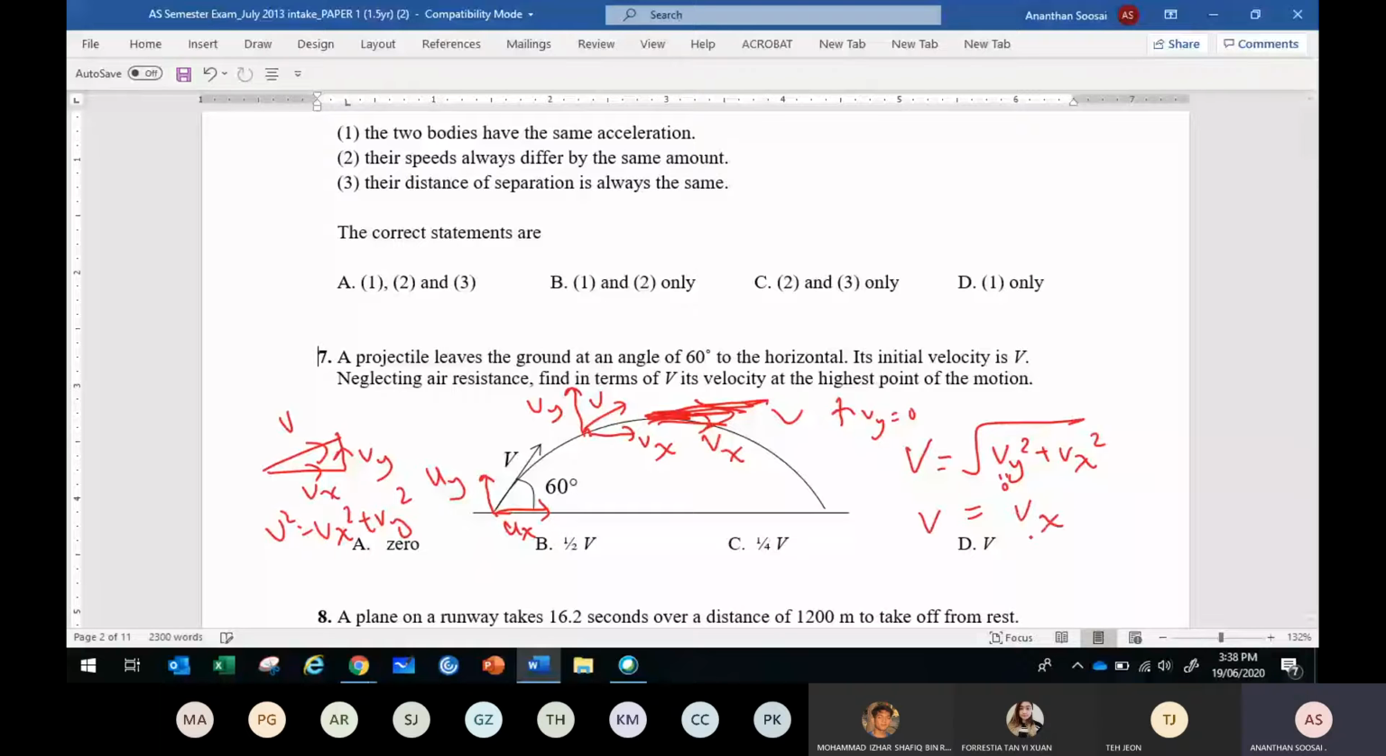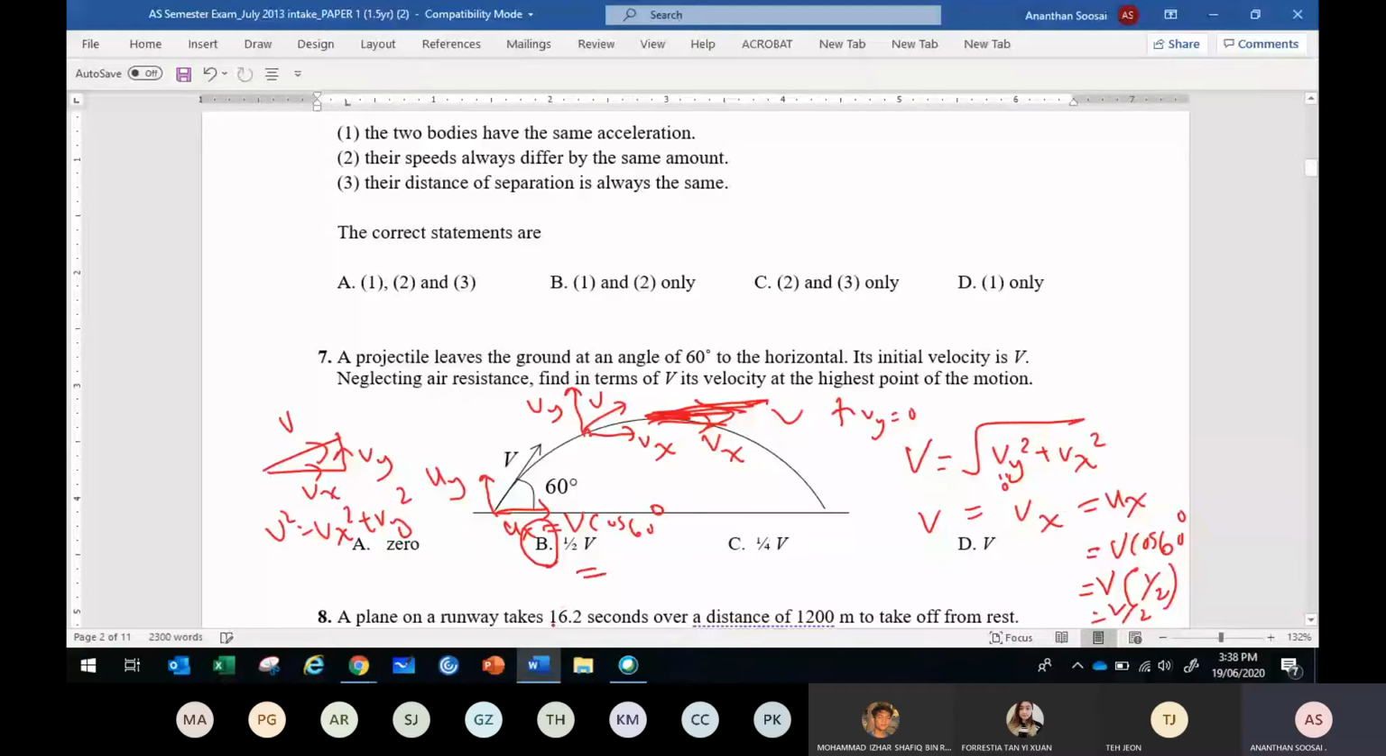Vx is the same as Ux, right? The initial velocity Ux. Ux never changed, right? The horizontal component never changed. So what is your Ux value? You resolve the V down, so it's V cos 60. So your Ux is V cos 60. So therefore your V is V cos 60. So cos 60 how much? Cos 60 is half, right? So therefore the answer is V over 2. So B.